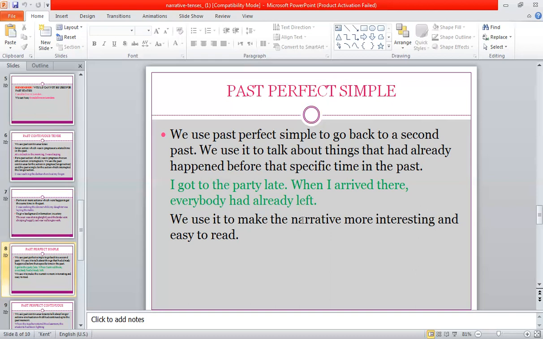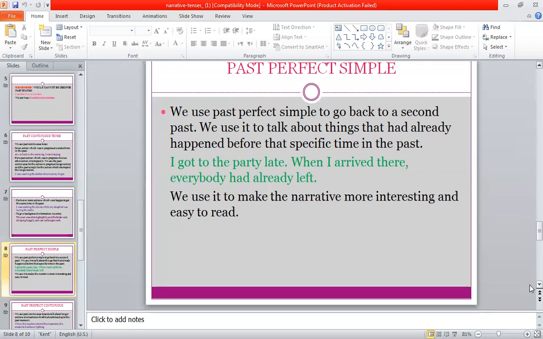We use it to make the narrative more interesting and easy to read. Of course, this gives a good spirit, it makes the writing or the story lively.